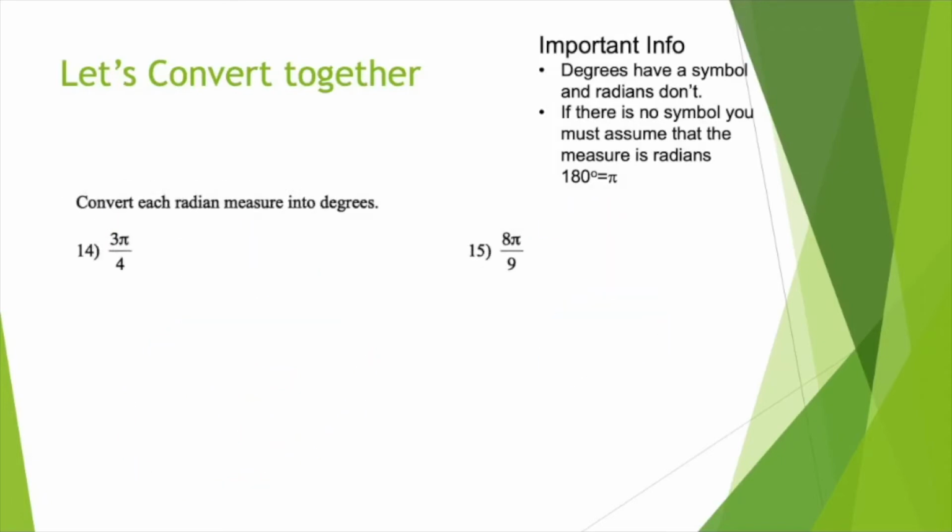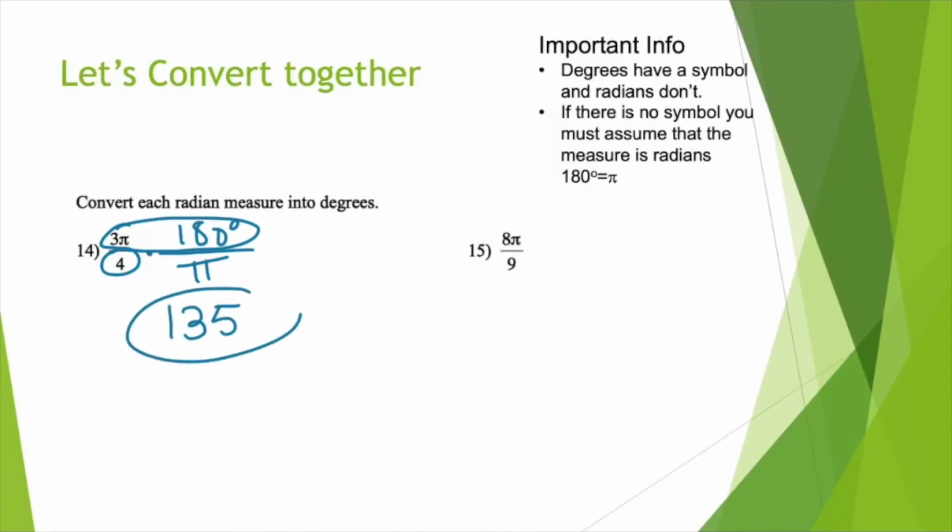Let's now do it backwards. Let's convert radians to degrees. So we're still going to use our conversion factor over here, and this time, we want the pi to reduce out. So we're going to put the pi on the bottom and the 180 on the top. And now we need to multiply by 3 and divide by 4. Pause this video if you need to do it on your calculator and come on back. We get 135. Don't forget to put your degree symbol.